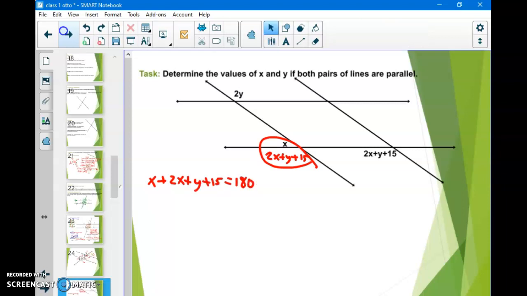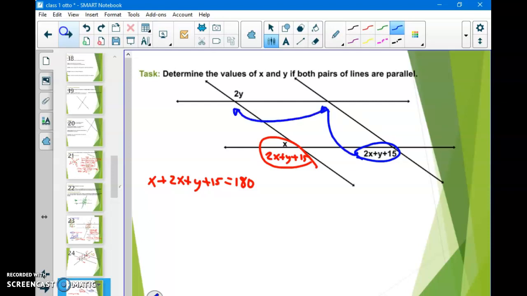Then I'm going to say, well, if this is that, then I'm going to move that up there because those would be corresponding. And if this is also corresponding to that spot, the chain leads me to believe that 2x plus y plus 15 is equal to 2y. And right now would be a good time to pause so you can solve this without me doing it.